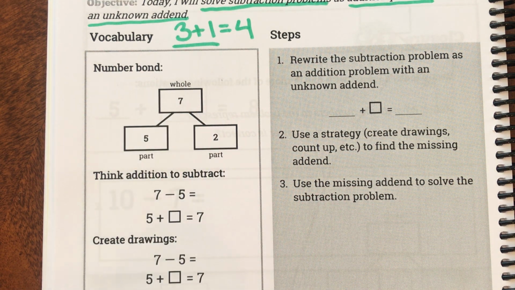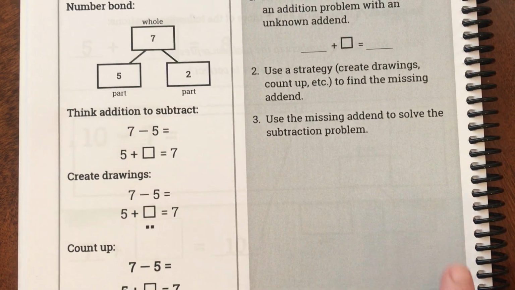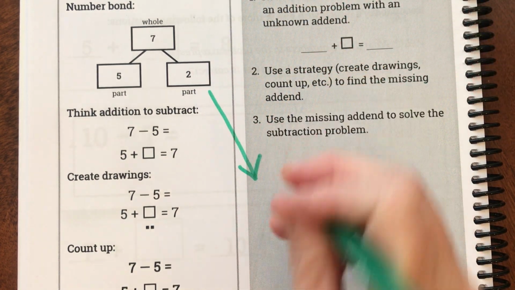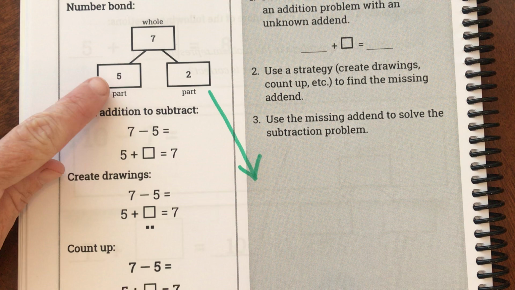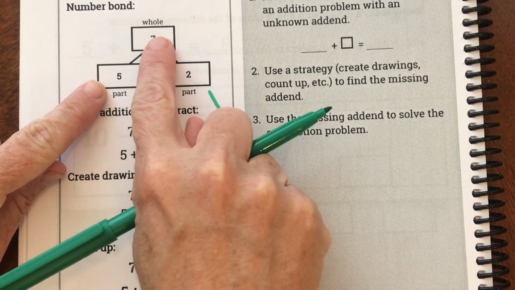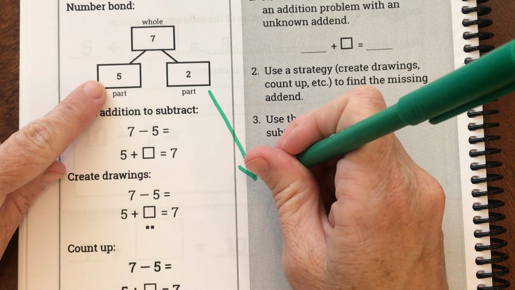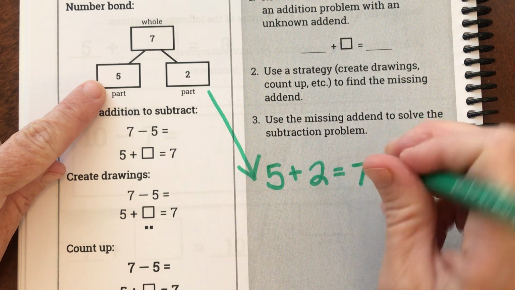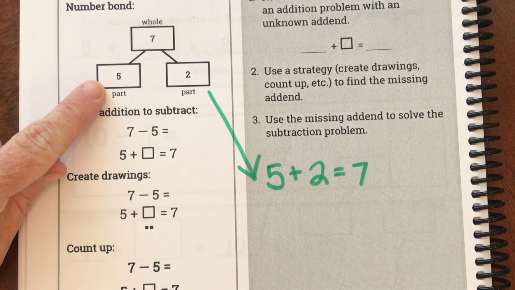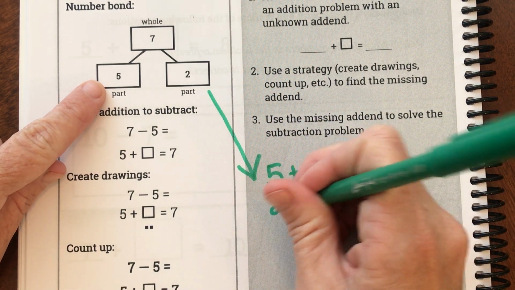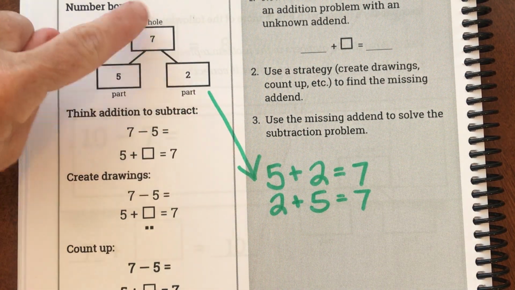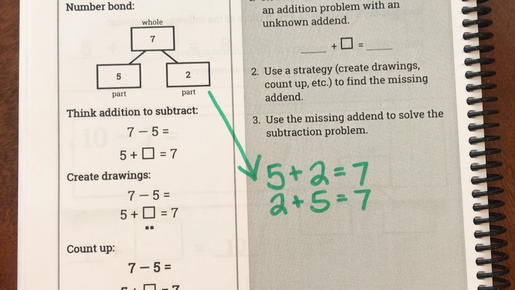So we could write that as an equation. We're actually going to write it down here where we have some extra room, okay? So we're going to draw an arrow, but I want to show you what this number bond does. So our two parts equal our whole in an addition problem. So we could say 5 plus 2 equals 7, equals our whole. We could also switch our addends because that's allowed. So we could say 2 plus 5 equals 7. So part plus part equals whole, or part plus part equals whole.